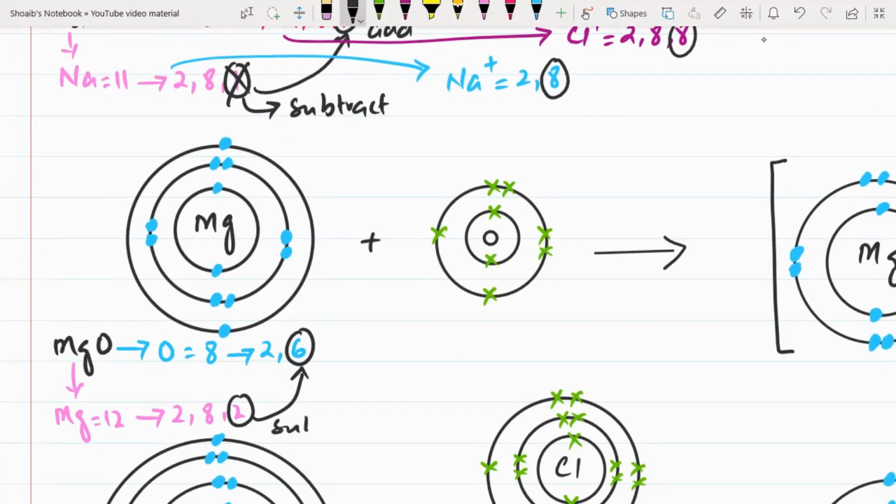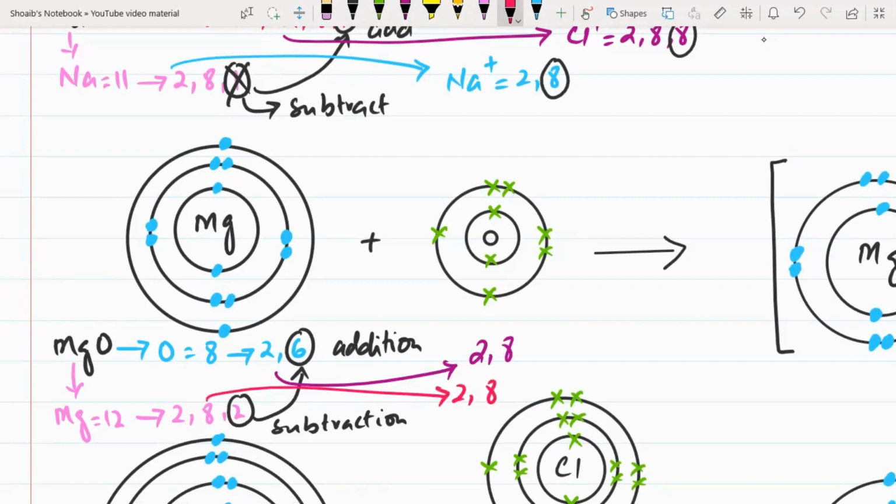Loss of electrons means subtraction, and here there is going to be an addition. By the addition of 2 electrons, the electronic configuration of oxygen becomes 2, 8, and by the subtraction of 2 electrons, the electronic configuration of magnesium becomes 2, 8. So the magnesium gains a 2 positive charge, and the oxygen gains a 2 negative charge, by the loss of 2 electrons and the gain of 2 electrons.